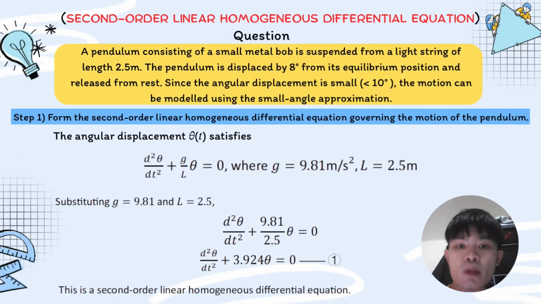So for the sample question for concept number 1, a pendulum consisting of a small metal bob is suspended from a light string of length 2.5 meters. The pendulum is displaced by 8 degrees from its equilibrium position and released from rest. Since the angular displacement is small, smaller than 10 degrees, the motion can be modeled using the small angle approximation. So first step, we form the differential equation governing the motion of the pendulum. And then finally, we get the second derivative of theta plus 3.924 theta equals 0. We call it equation number 1.